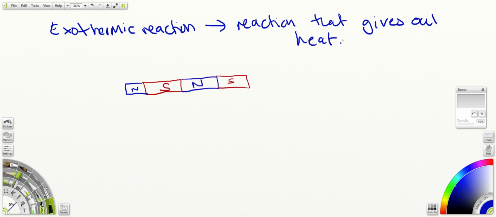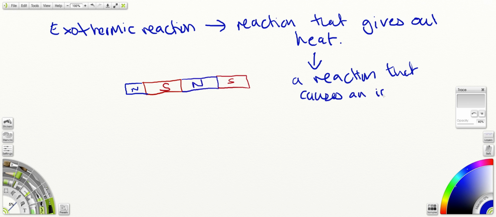Okay, so anything that gets hotter, basically a reaction that gets hotter, that causes an increase in temperature. That's a better way to say it, really. Causes an increase in temperature. Now, let's have a look at an example of what I mean by that exactly.